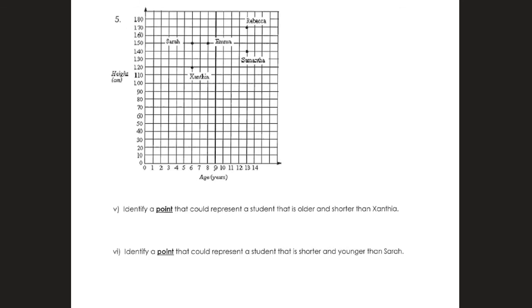Okay, we're back. So, 5 says identify a point that can represent a student that is older and shorter than Xanthia. Well, there is Xanthia. So I need older but shorter. Maybe I take a reasonable one and I say older might be, I don't know, 10, and shorter might be 110. Xanthia is 6 years old and is 120 centimeters tall. So maybe I pick something unreasonable. A 14-year-old that is 10 centimeters tall. Yes, that would be unreasonable.